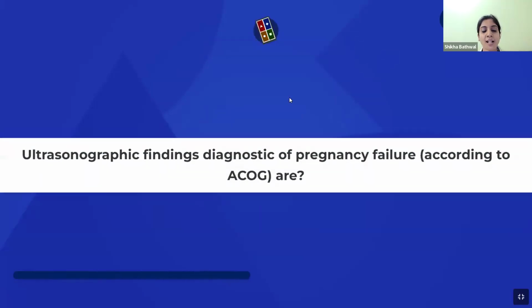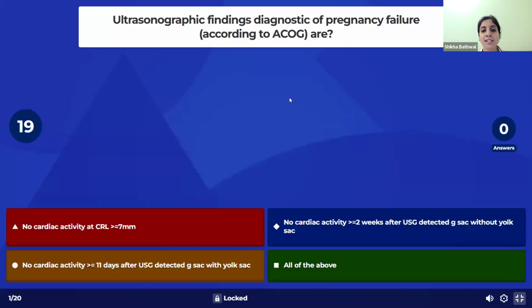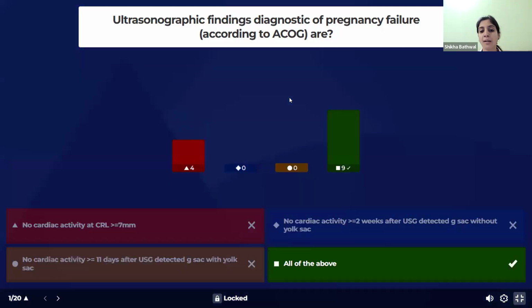So the first question: ultrasonographic findings diagnostic of pregnancy failure according to ACOG. No cardiac activity with CRL 7 mm or more. No cardiac activity 2 weeks or more after ultrasound detected GSAC without a yolk sac. No cardiac activity more than or equal to 11 days after ultrasound detected GSAC with yolk sac, or all of the above. Yes, so most of you have got it right, 9 participants: all of the above, all are criteria.